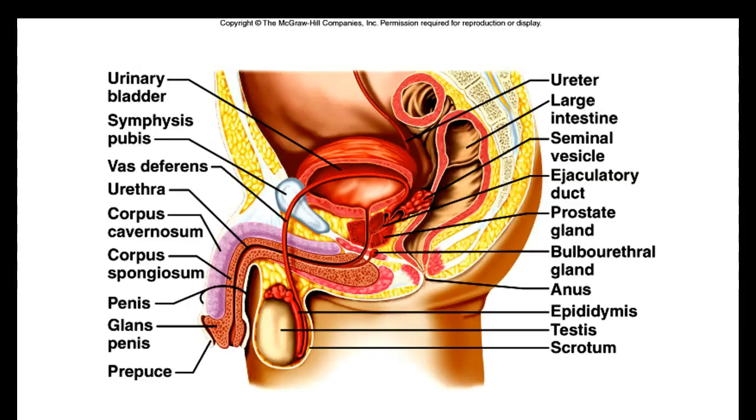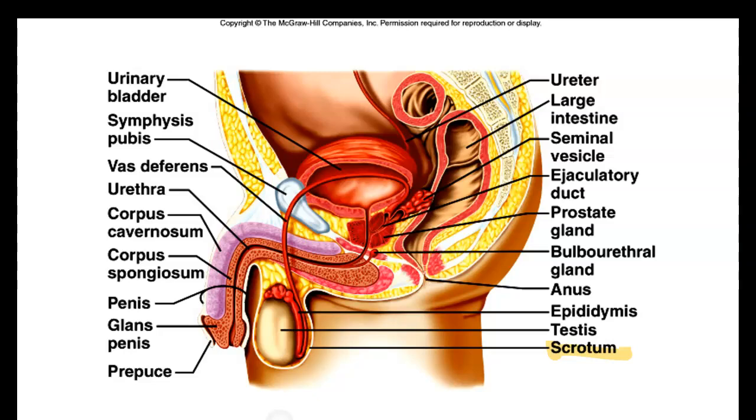Now looking at this picture here, see if we can get a highlighter up, that yellow. Alright, first thing we're going to look at is going to be the scrotum here. Now, with the scrotum, it's going to be a sac-like structure that's going to hold the testes outside of the body.